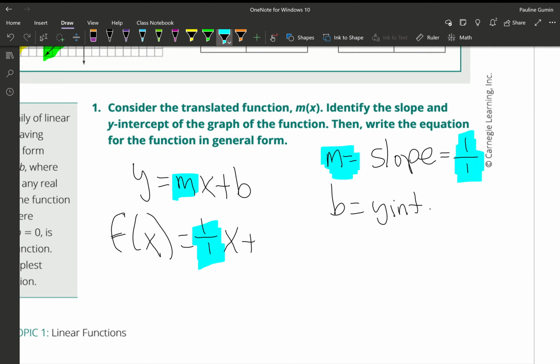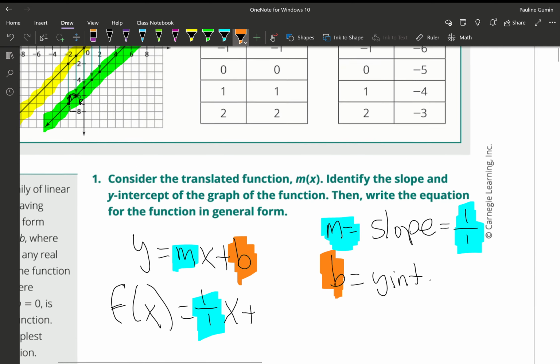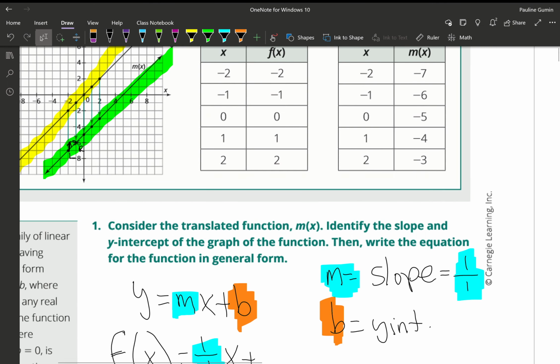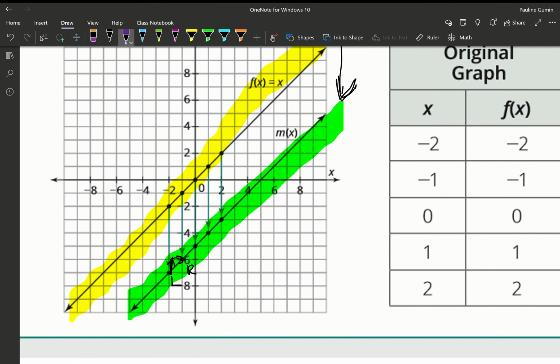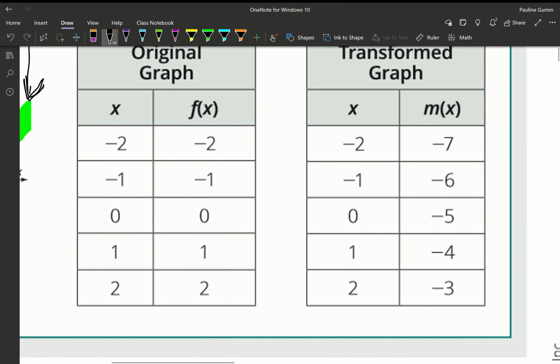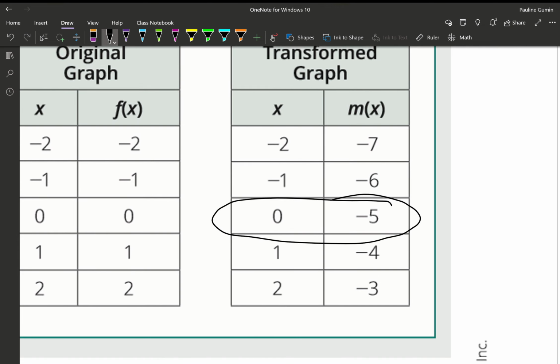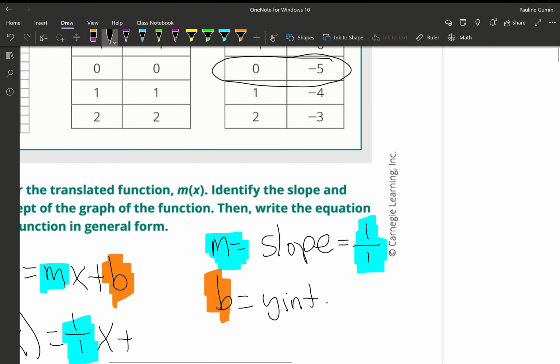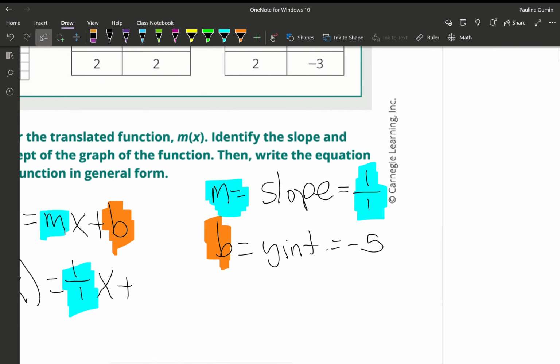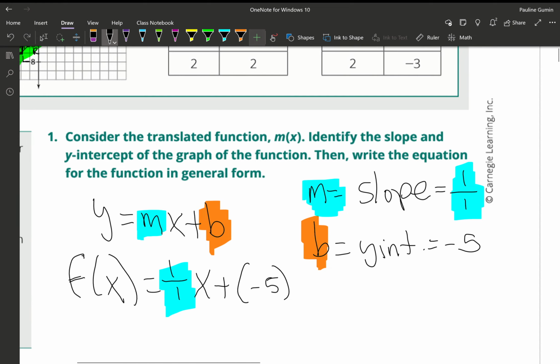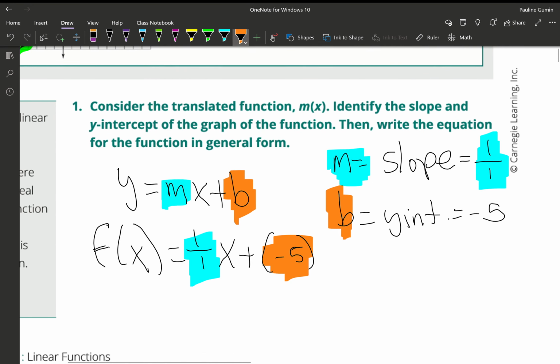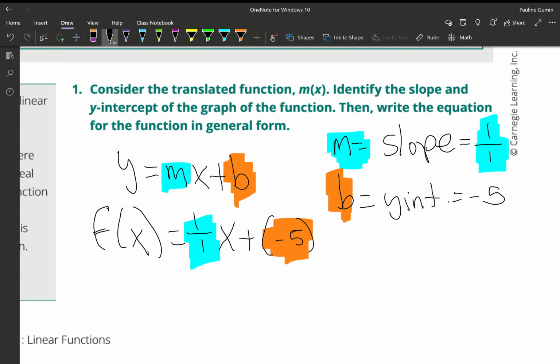Okay. And then our y-intercept, our y-intercept is where our line crosses the y-axis. Now, we can see that on the graph right here. It looks like it is right there at -5. Or you can look at the table where x is 0. That is our y-intercept. So our y-intercept is -5, which makes our equation like this. I put a -5 instead of b. I'm going to simplify it a little bit to make it look nice. It's f of x equals 1 over 1 is 1, so 1x minus 5.